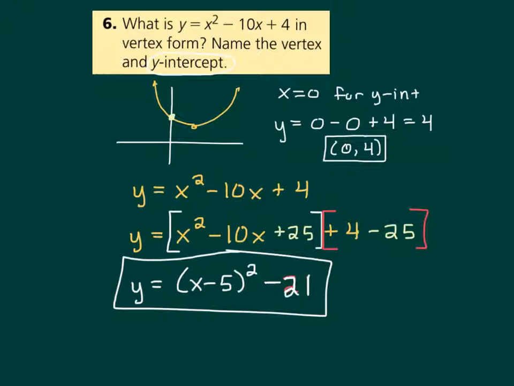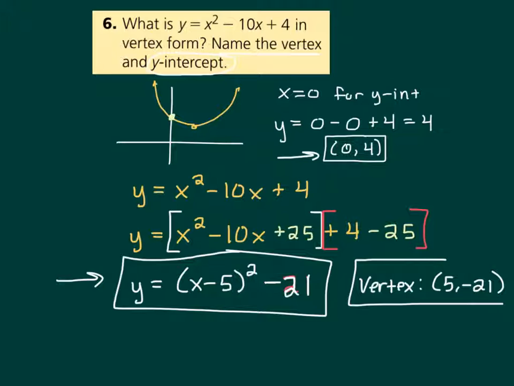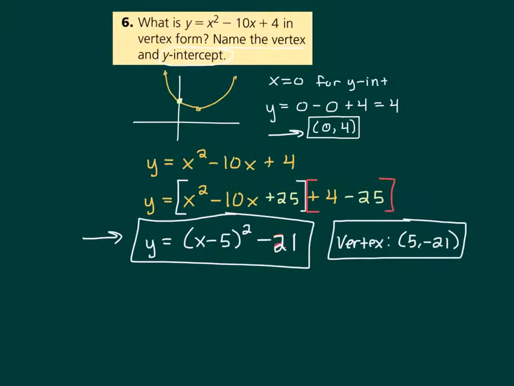So we have the y-intercept, we have the vertex form. The last thing, name the vertex. What is my vertex? Vertex is (5, negative 21). Questions there? Vertex form is y equals a times x minus h squared plus k.